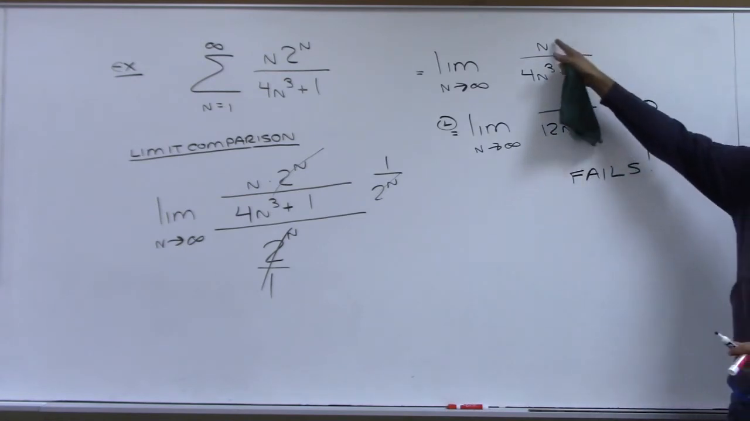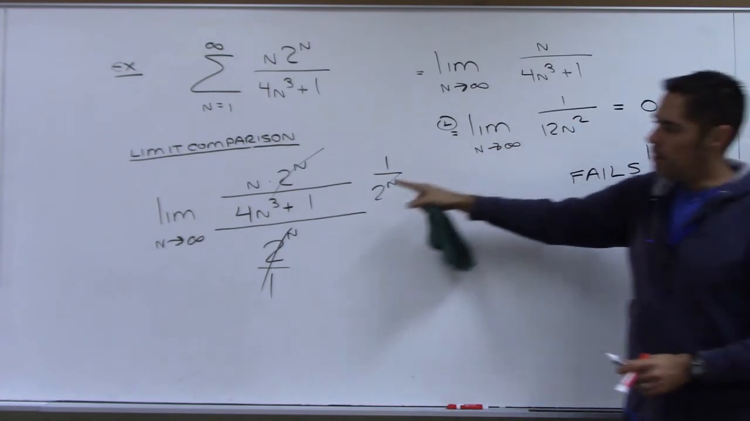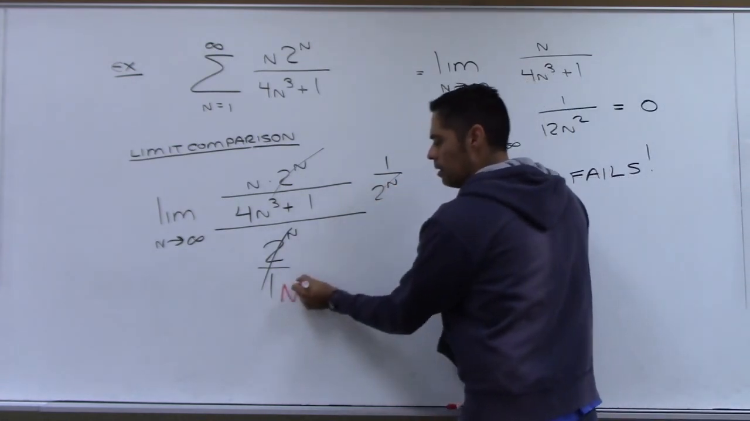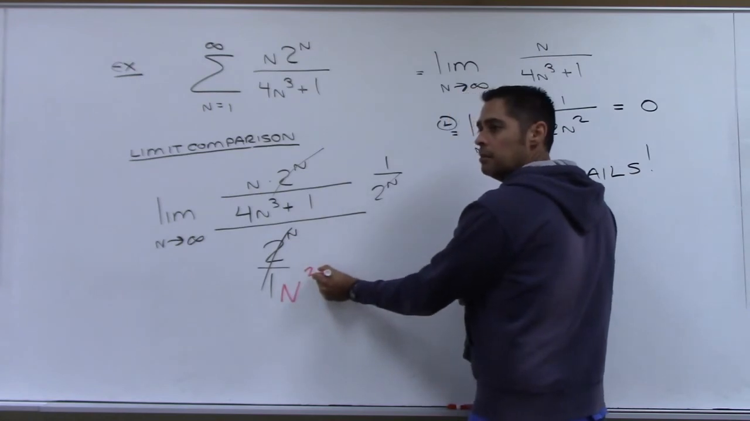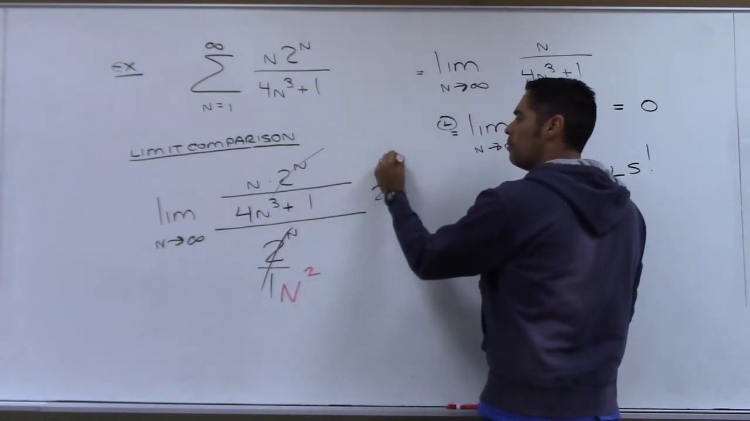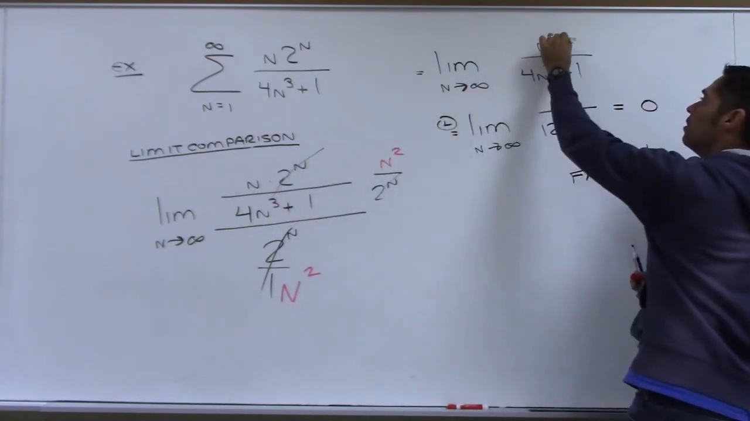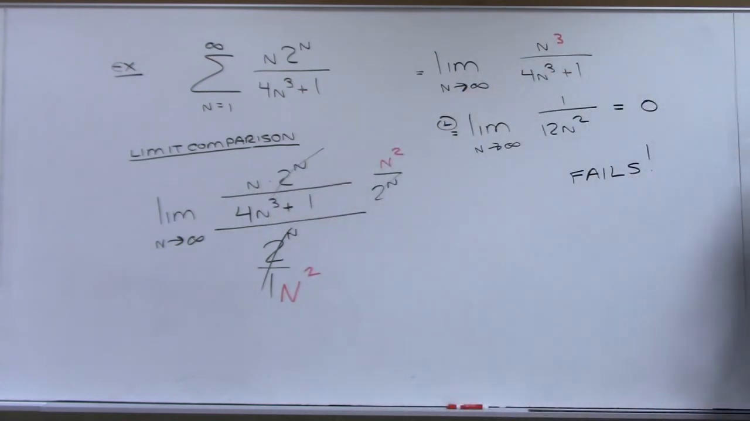So how could I get an n cubed up here? I would have had to have had down here a what? N squared. Which means when you flip it up, it would have been n squared. These two would have gone together. This would have been n cubed. And then when you did L'Hopital, you would have got a positive constant.